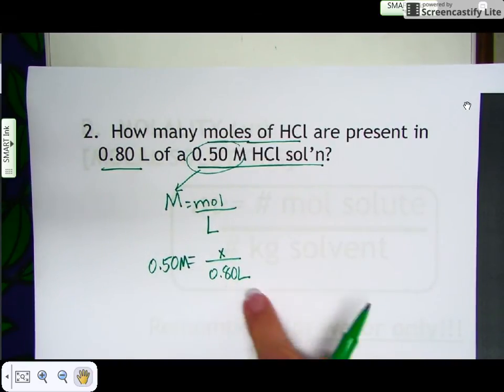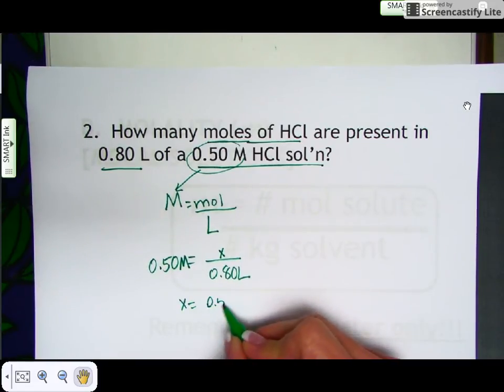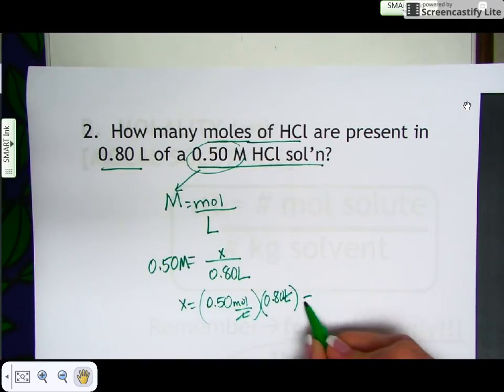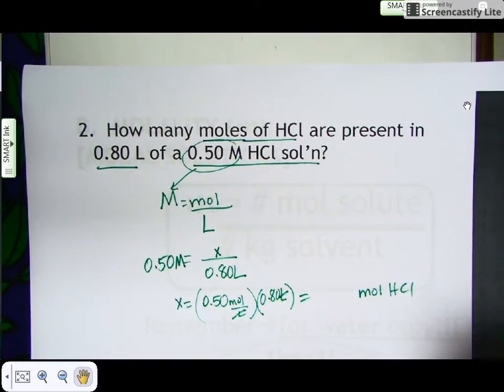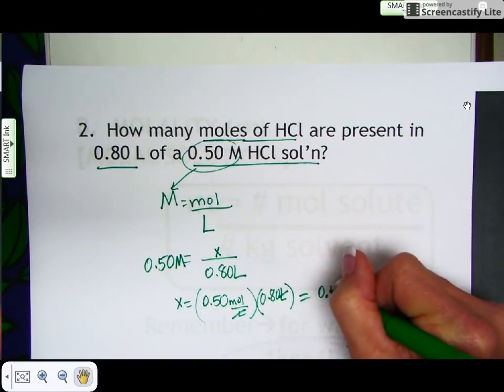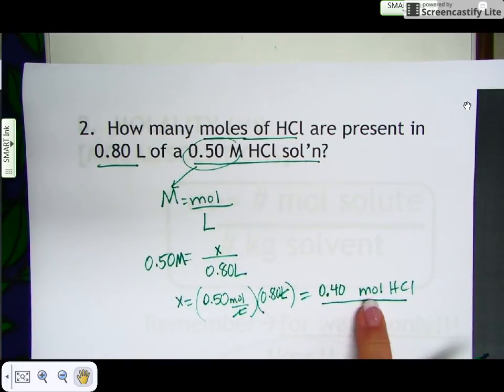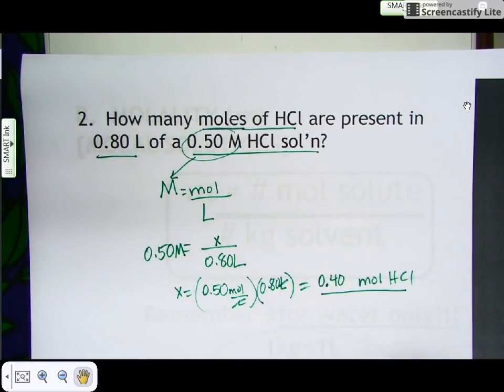So to solve for X, you're going to cross multiply here. So that'll give you X is equal to 0.50 mole per liter times 0.80 liters. Notice here your liters cancel, and that leaves you with moles of HCl. So for this one, we get for our answer 0.40 moles. Now, oftentimes they might ask you to go ahead and find the mass of your hydrochloric acid. So just for practice, even though this problem didn't ask us to do so, if they want us to go to mass, remember that's just a one-step conversion.